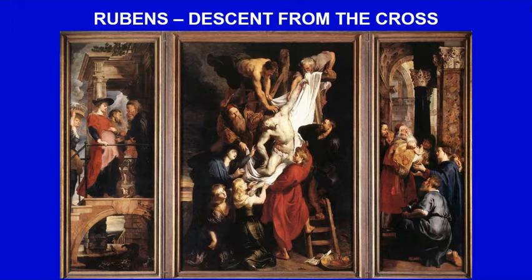All right, so here is a painting by Rubens. This is a triptych, so it has three panels. There's a panel on the left, a panel in the center, and a panel on the right. And it tells the story of the crucifixion, but it's when they're taking Christ down from the cross.